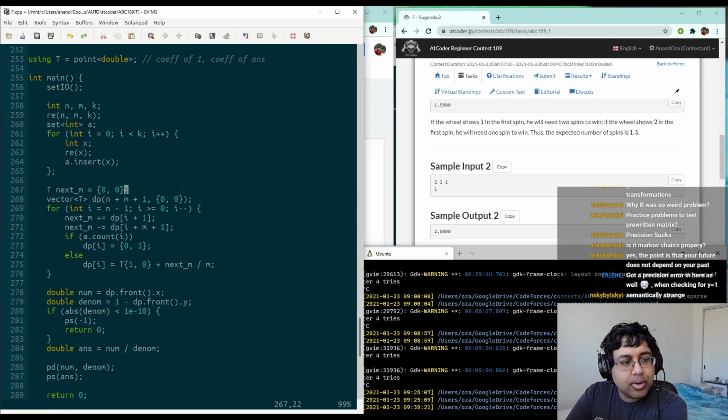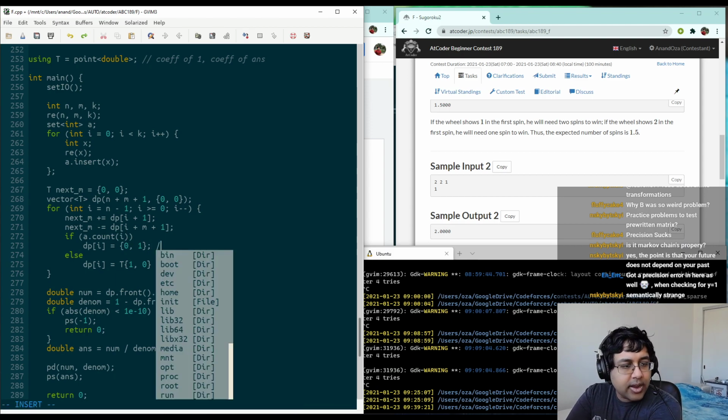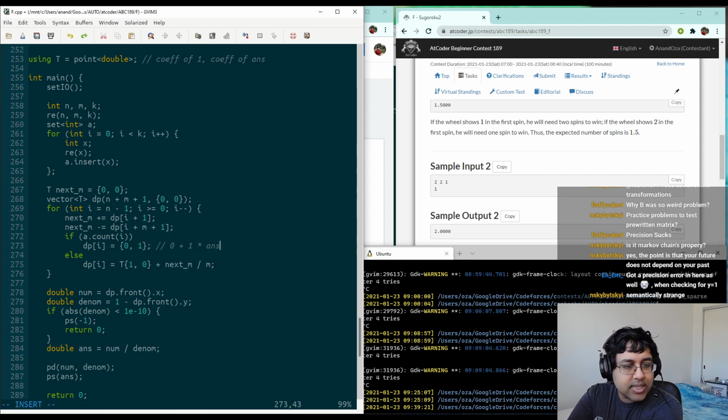So that's why this is like 0 comma 0, right? And then we initialize everything with 0 as well. And then what we do is if we are at one of the special squares, then our answer is 0 plus 1 times answer, right? Because it's the same as going back to the beginning.